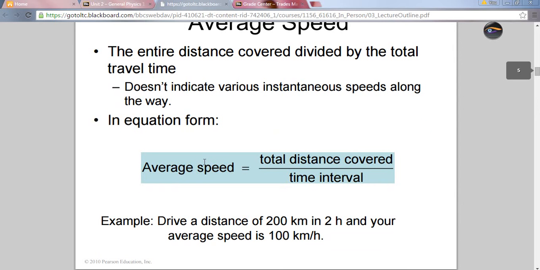So here it says if you drive a distance of 200 kilometers in 2 hours, then your average speed would be 100 kilometers per hour. So we would take the 200 kilometers divided by 2 hours, and then we would get the 100 kilometers per hour.